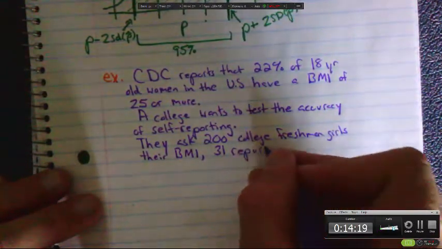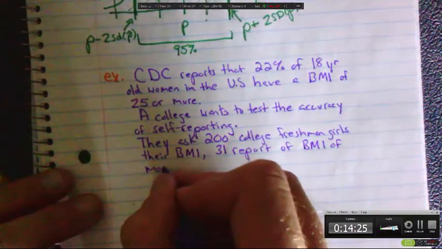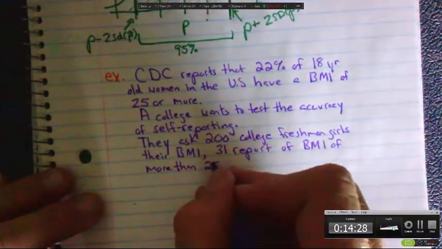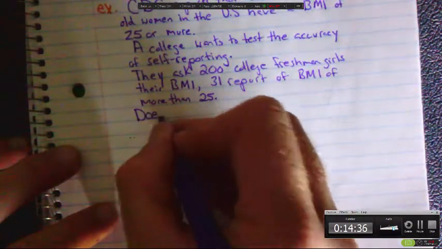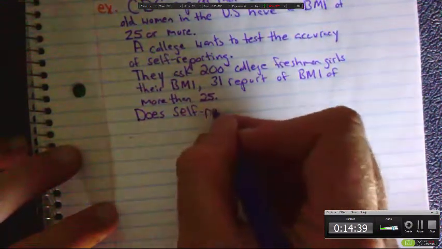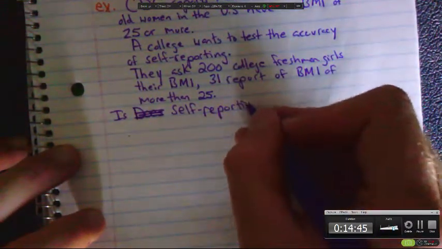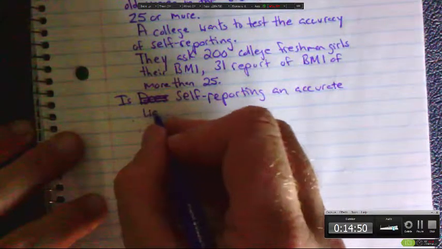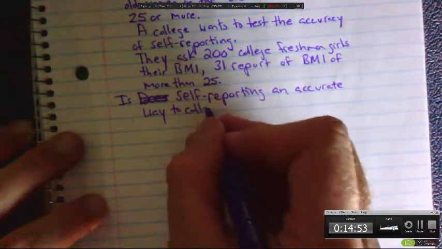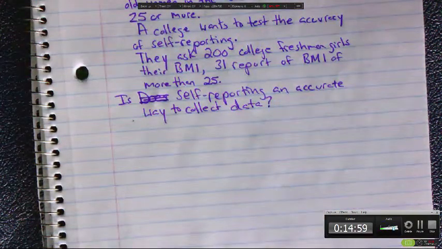31 report a BMI of more than 25. Is self-reporting an accurate way to collect data?